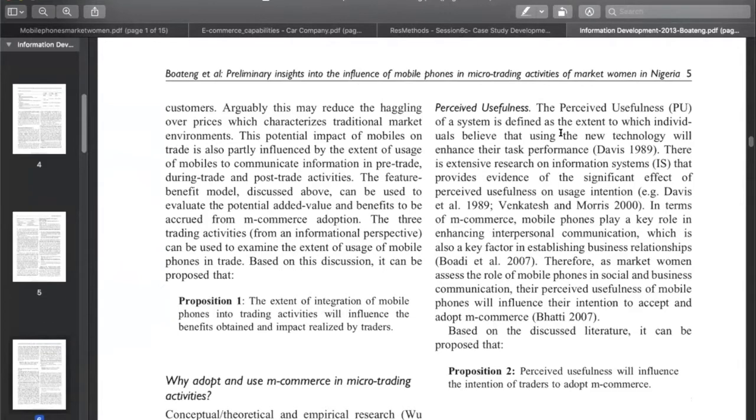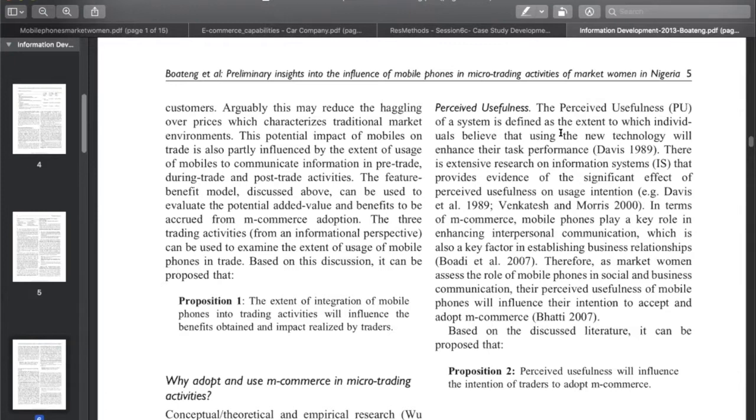There is extensive research on information systems that provides evidence of a significant effect of perceived usefulness on usage intention. In terms of mobile commerce, mobile phones play a key role in enhancing interpersonal communication, which is also a key factor in establishing business relationships. Therefore, as market women assess the role of mobile phones in social and business communication, their perceived usefulness will influence their intention to accept and adopt mobile commerce.